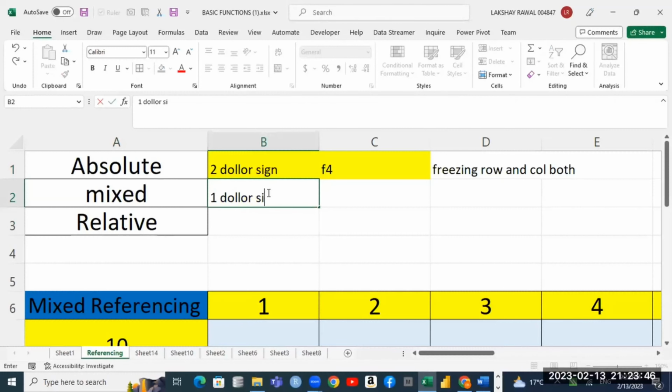And what is that? I will just tell you. And relative referencing has no dollar sign. There's no dollar sign required, no dollar sign used.